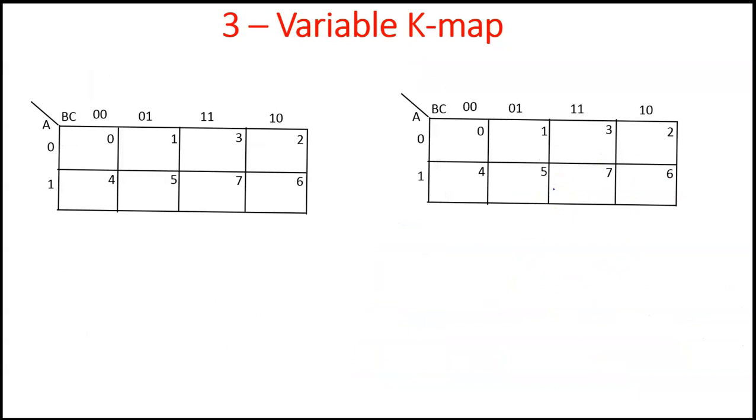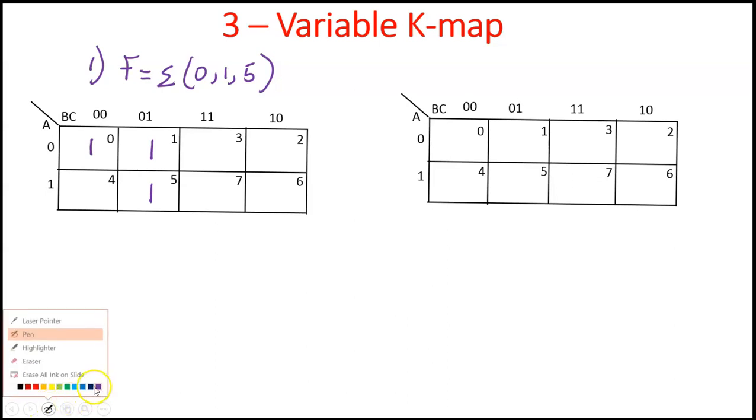Now let us see some examples for how to group in 3 variables. So let us see, f is equal to summation of 0, 1, 5. For each min term you have to mark 1. So here is 1, and here in this min term is 1, and in this min term is 1. So therefore, how to group it? It is very simple.